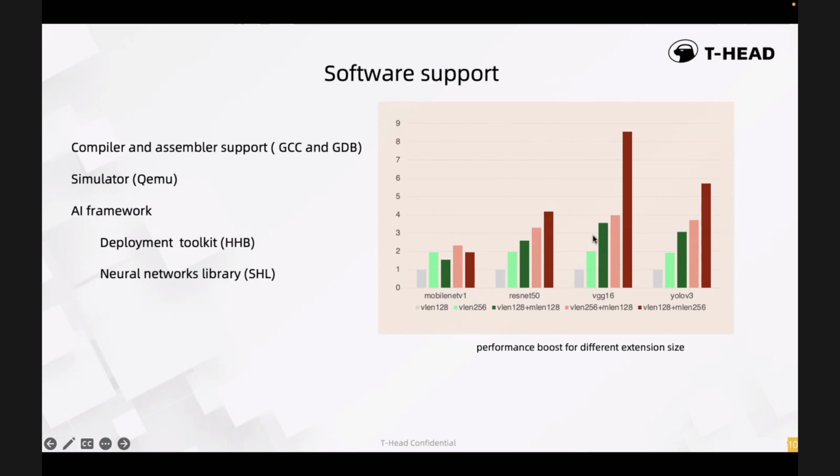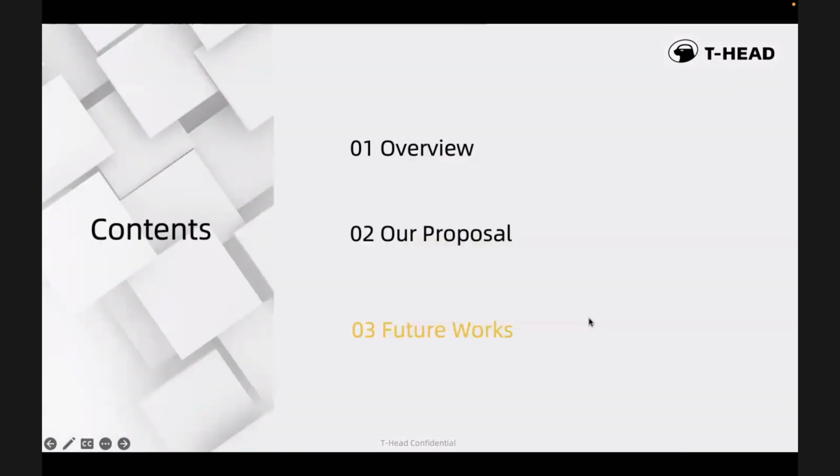The picture on the right is an example of performance boost for different vector extension and matrix extension lengths for MobileNet, ResNet, VGG, and YOLO. Of course, there are many details worth discussing about our matrix extension, but let's move on to talk about future works to make our extension more useful.